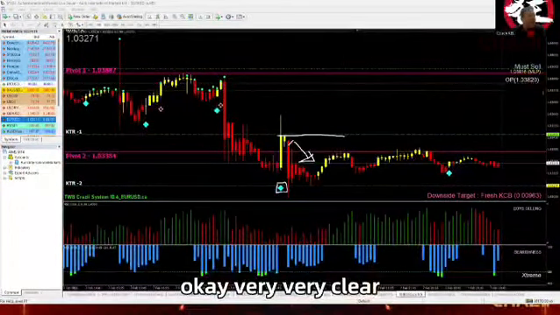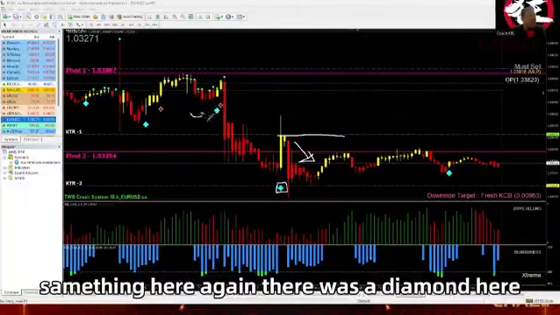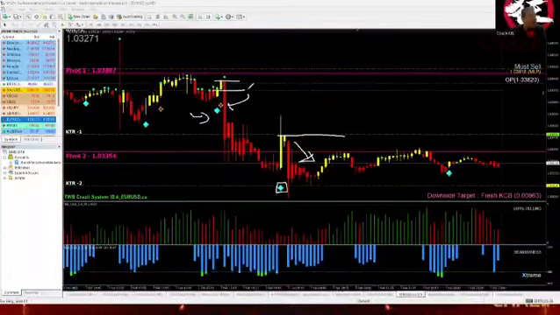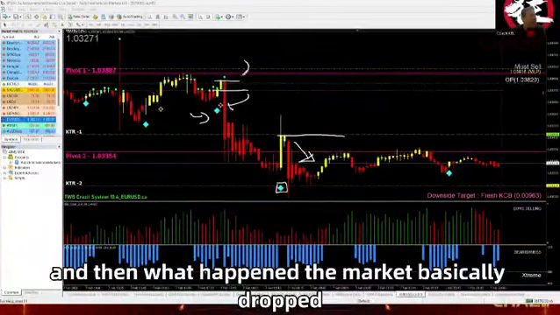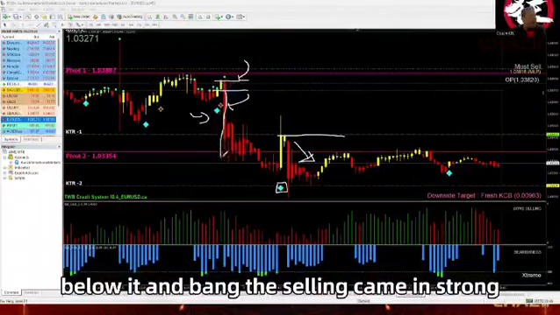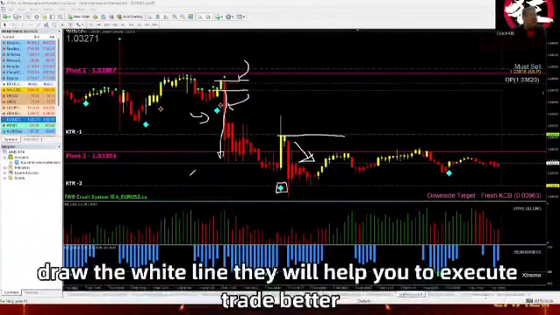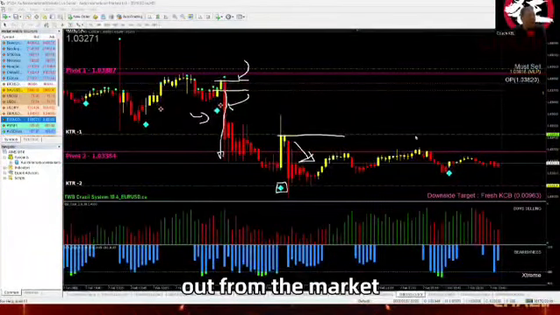Very, very clear. Same thing here again, there was a diamond here, and there are 4 diamonds here. So it was a double diamond confirmation. You draw 2 lines at the closing price, and then what happened? The market basically dropped below it and bang, the selling came in strong. So once again, when you see a diamond, always draw the white line. It will help you to execute the trade better and you can get more out of the market.